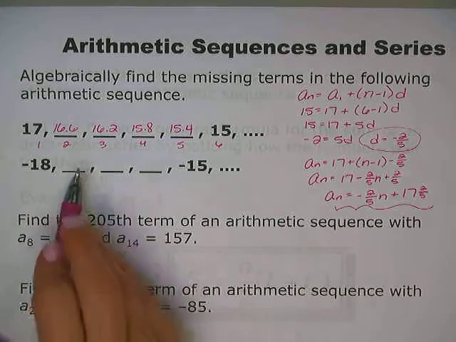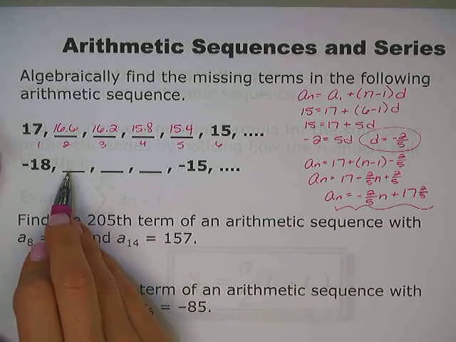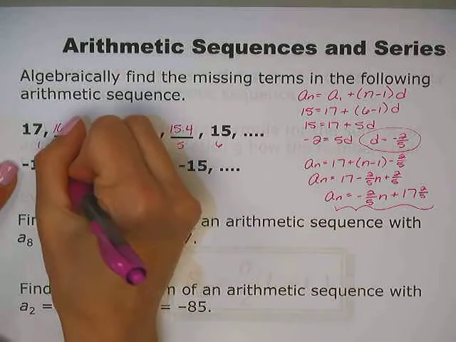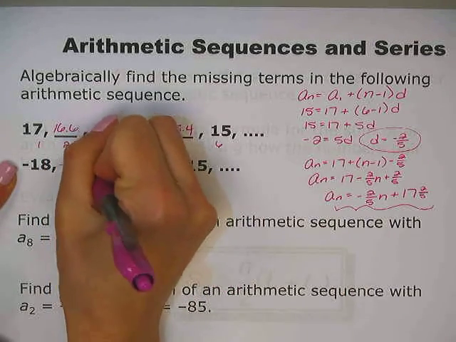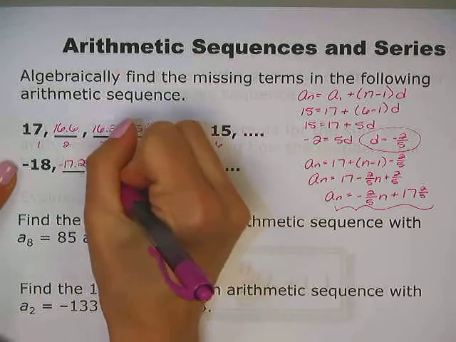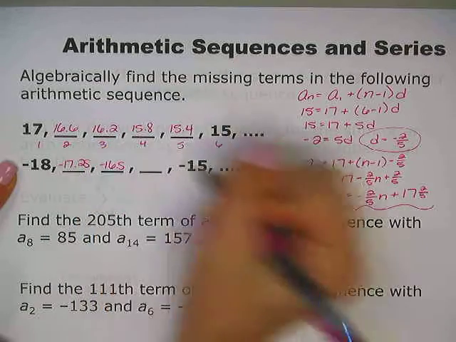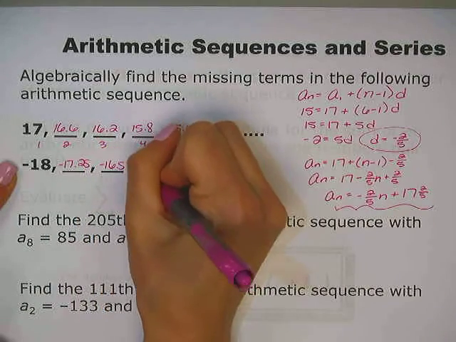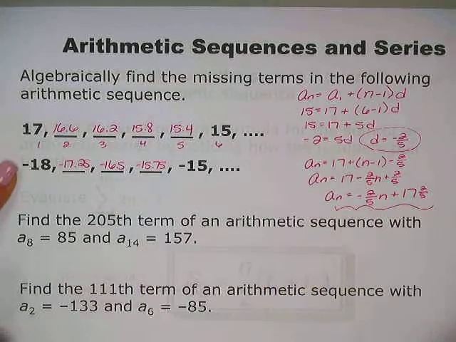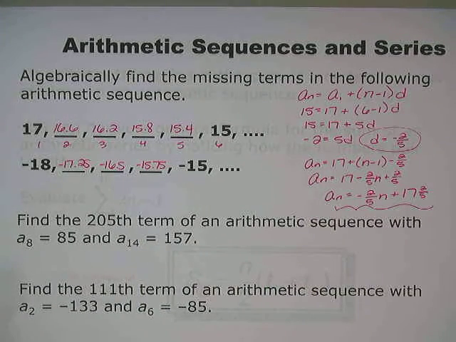All right, so the second one here, the next one, I've got missing terms -17.25, -16.5, and -15.75. The common difference in that case came out to be 3/4. Again, make sure you're showing that algebraic work.